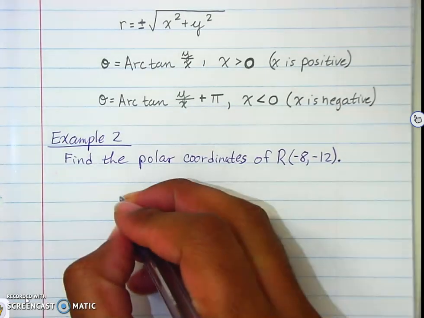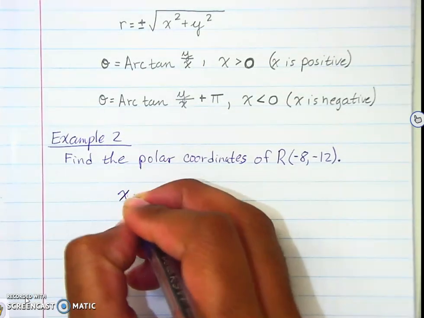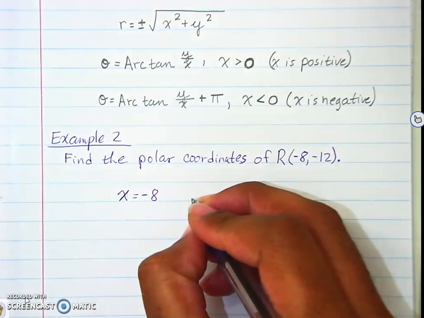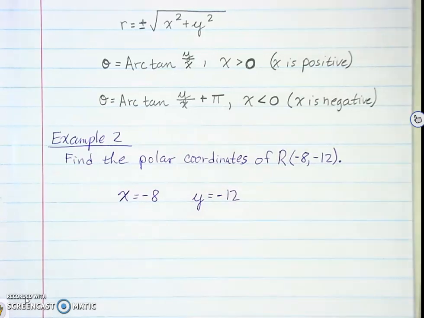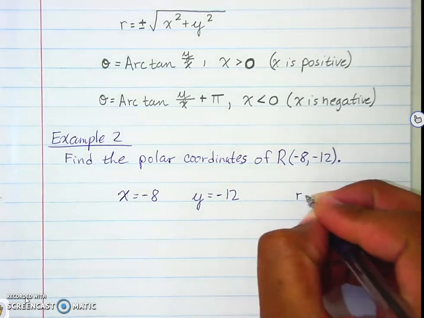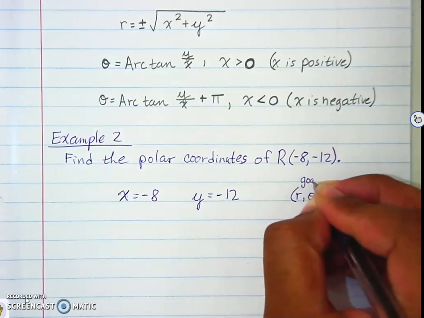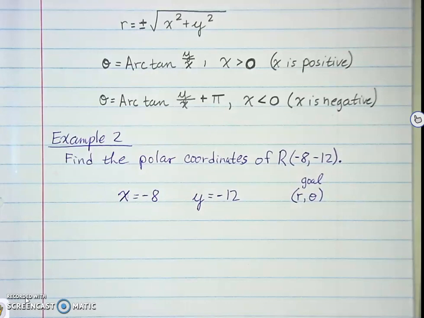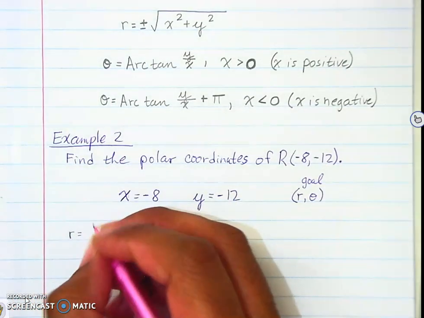Now with it, we know x equals -8, and y is equal to -12. So -8, -12. And we have to pretty much find the R and the theta. So we have to get it to this. This is our goal. That's our goal. So with that, we're going to first off find our R using the formula that's up here.